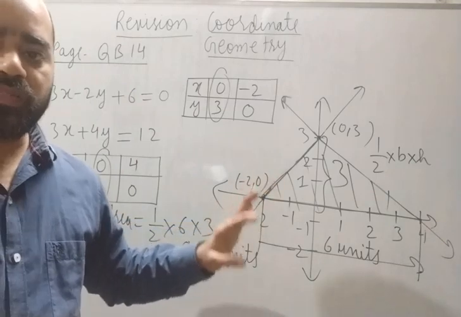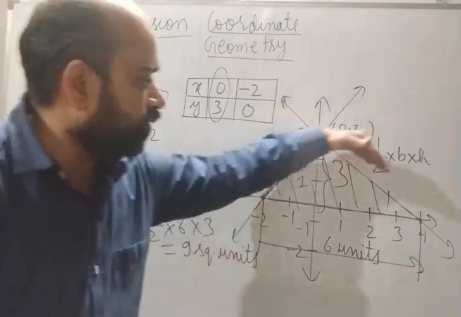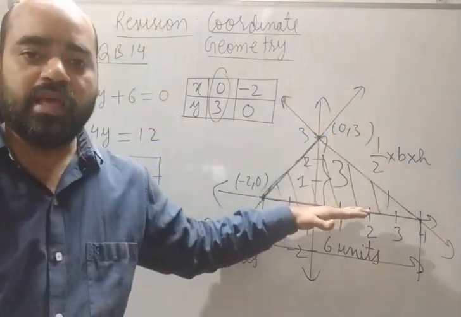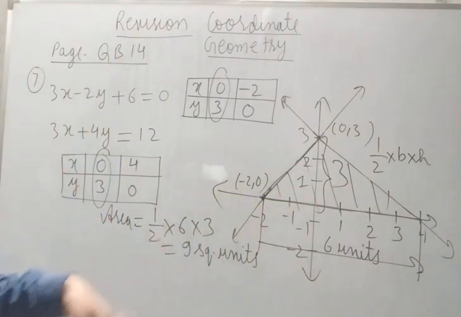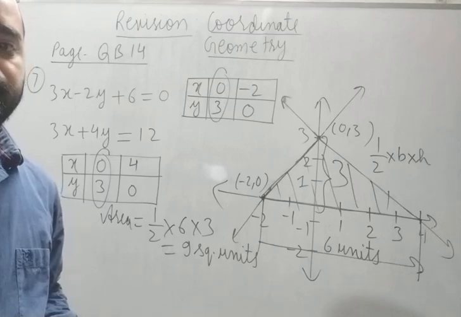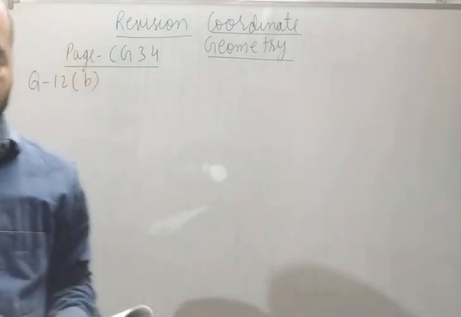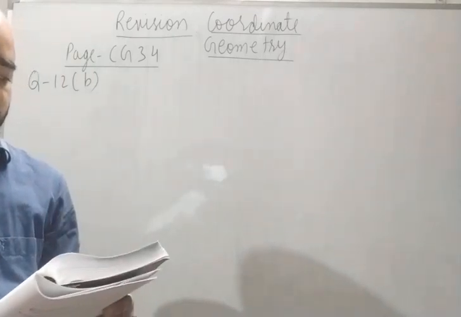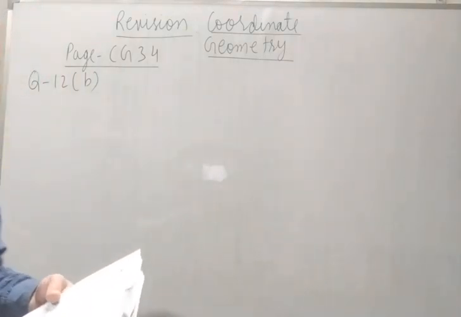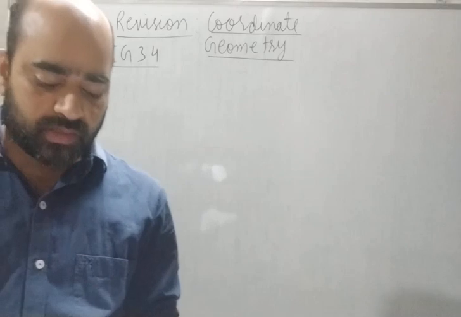Triangle requires 3 line segments. So here 1 line, 2 line and third line mentioned is x-axis. So we have calculated the area of the triangle. Clear? So next is we are going to take some questions from exercise 2, page number CG 34, last exercise.